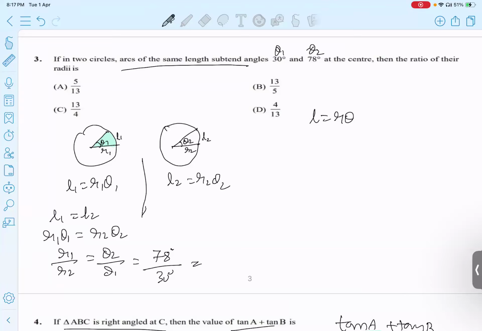On simplifying this, it's one of the direct questions, which gives us 13 by 5, because 6 fives and 6 ones are 6 threes, which gives us 13 by 5. So B is the right option.